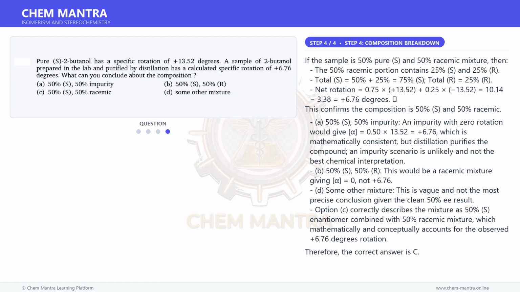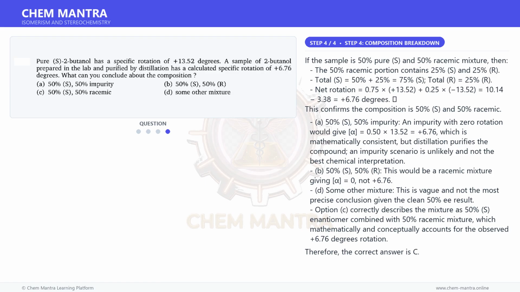Net rotation is equal to 0.75 times plus 13.52 plus 0.25 times minus 13.52, which is equal to 10.14 minus 3.38, which is equal to plus 6.76 degrees. This confirms the composition is 50% S and 50% racemic.